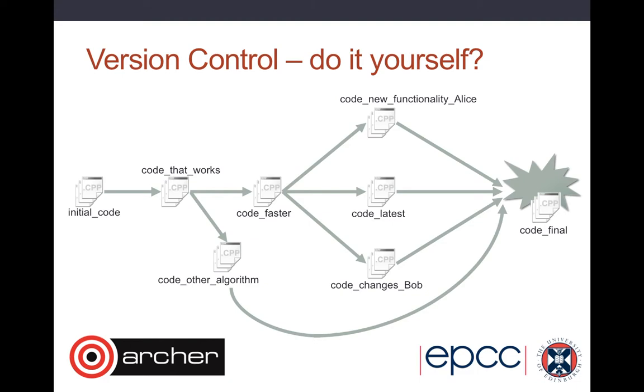So in this case, again, your colleagues Alice and Bob have some contributions to make. Alice has a great idea for some new functionality that she wants to add, and she has some time to work on this. So you email Alice the file. She starts to add those changes, and she ends up with her own version, code new functionality Alice. Bob also makes some changes simultaneously. What they might be is not specified, but he adds some things in. And as before, you keep on working on this code as well, making your own changes.